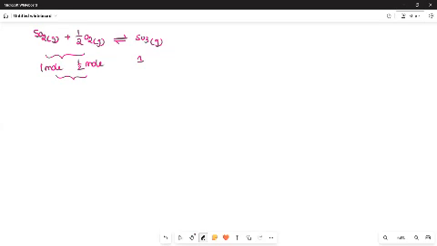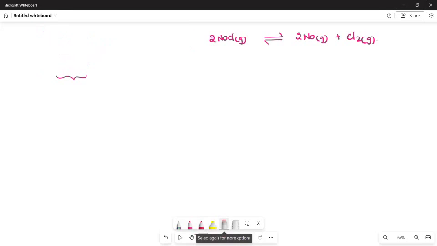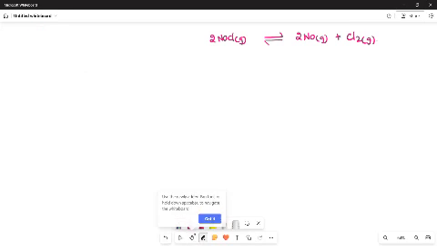Then a few equations will be there. Perhaps, for example, 2NOCl gas, on decomposition, gives 2NO gas plus Cl2 gas. For this equation, we have to write Kc and Kp. You just try for it. This is just hands-on practice. It will be very easy.